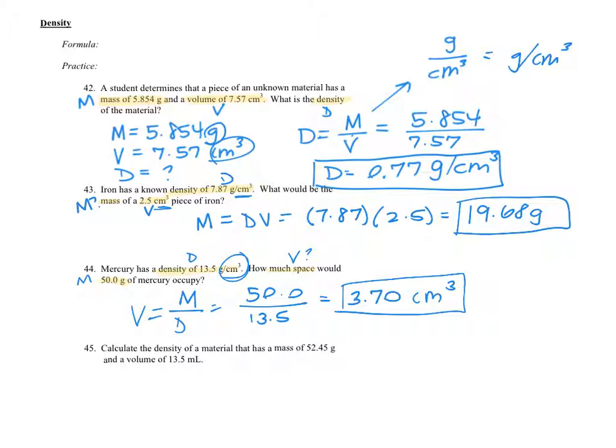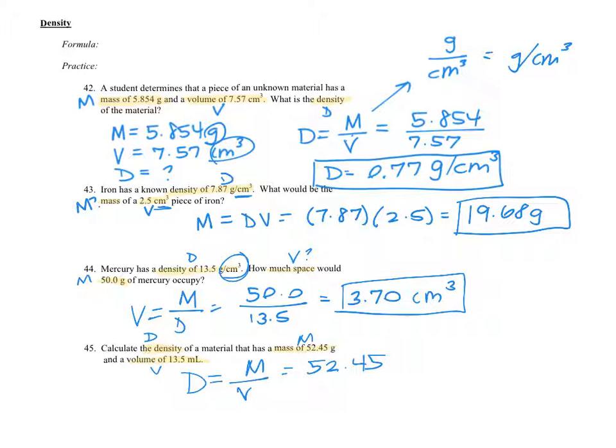Okay, last problem. It says calculate the density of a material that has a mass of 52.45 grams and a volume of 13.5 milliliters. So we're kind of ending with a straightforward one. It's asking you to solve for the density. You have a mass M and a volume V. So our regular density formula, D equals M over V. Plug in here.